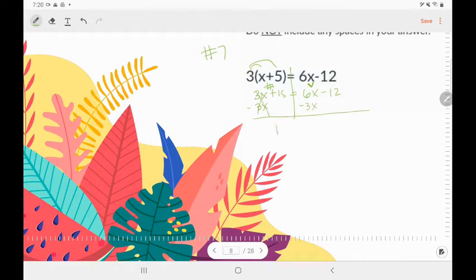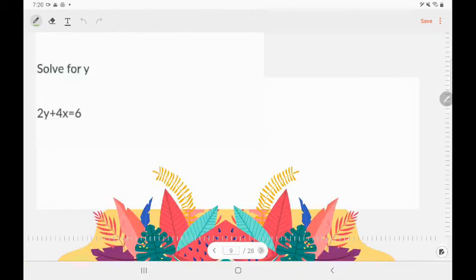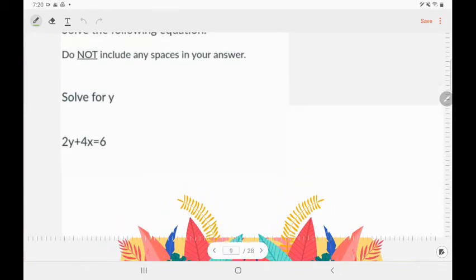That's gone. And I'm left with 15 is equal to 6x, sorry, 6 minus 3 is not 6. 6 minus 3 is 3x minus 12. To finish this up, I'm going to leave just variables over here, so I need to add 12 to both sides. 15 plus 12 is 27 equals 3x. Remember, this is multiplication, so to undo that, I divide. 27 divided by 3 is 9. So x is equal to 9. All right, number 8.